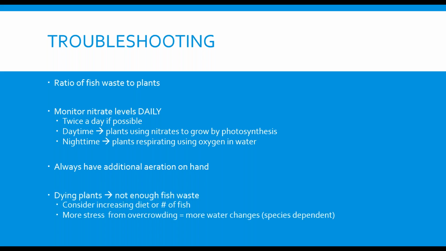If you have dying plants, you might not have enough fish waste. You can always consider increasing the diet or the number of fish. However, the more stress you create from overcrowding is going to create more hormone production, and this will eventually lead to more water changes. And again, it's going to be species dependent how much they can deal with being packed together.